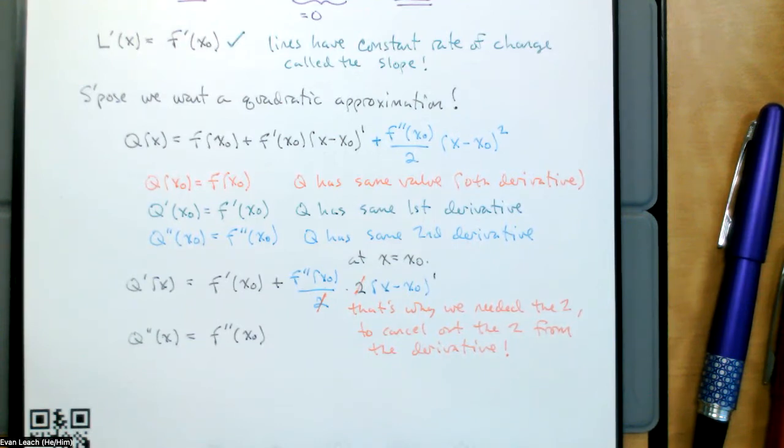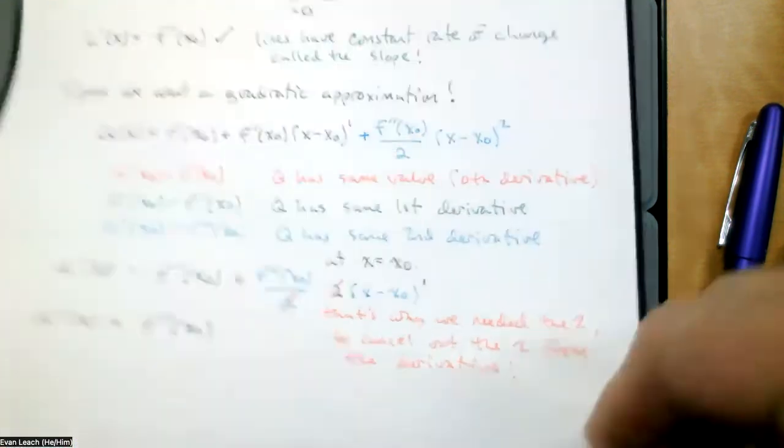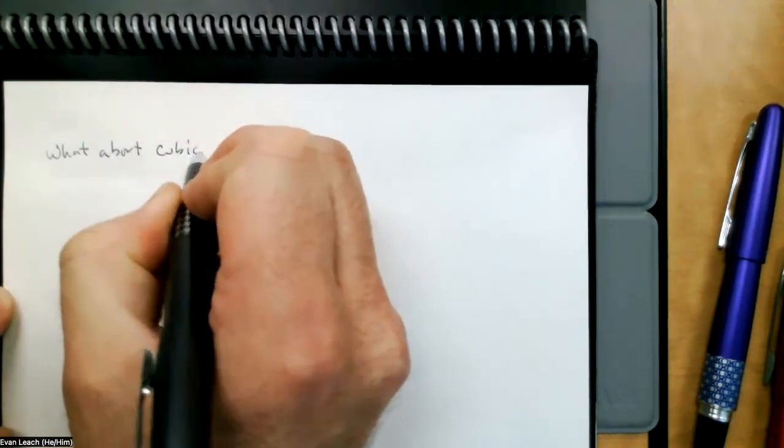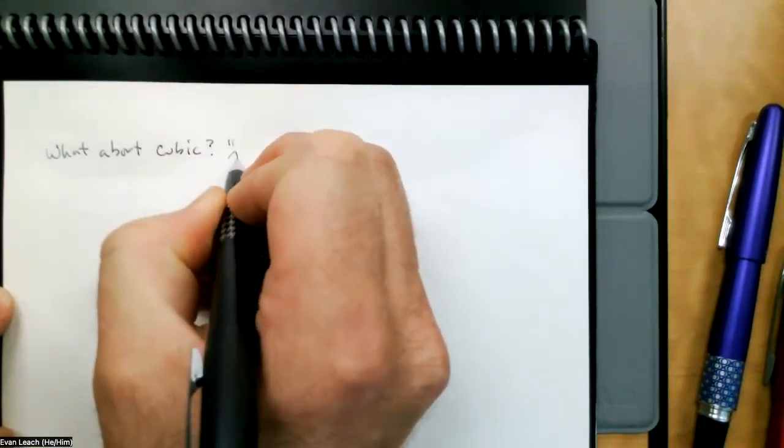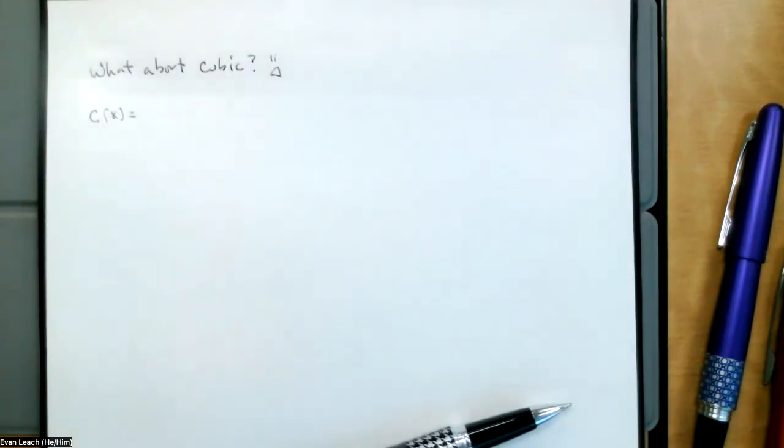Where do we go after quadratic? Cubic. What if I want a cubic approximation? If you're thinking, are we just going to add a third degree term to what we already have? That is absolutely all we're going to do. We're just going to go a little further.